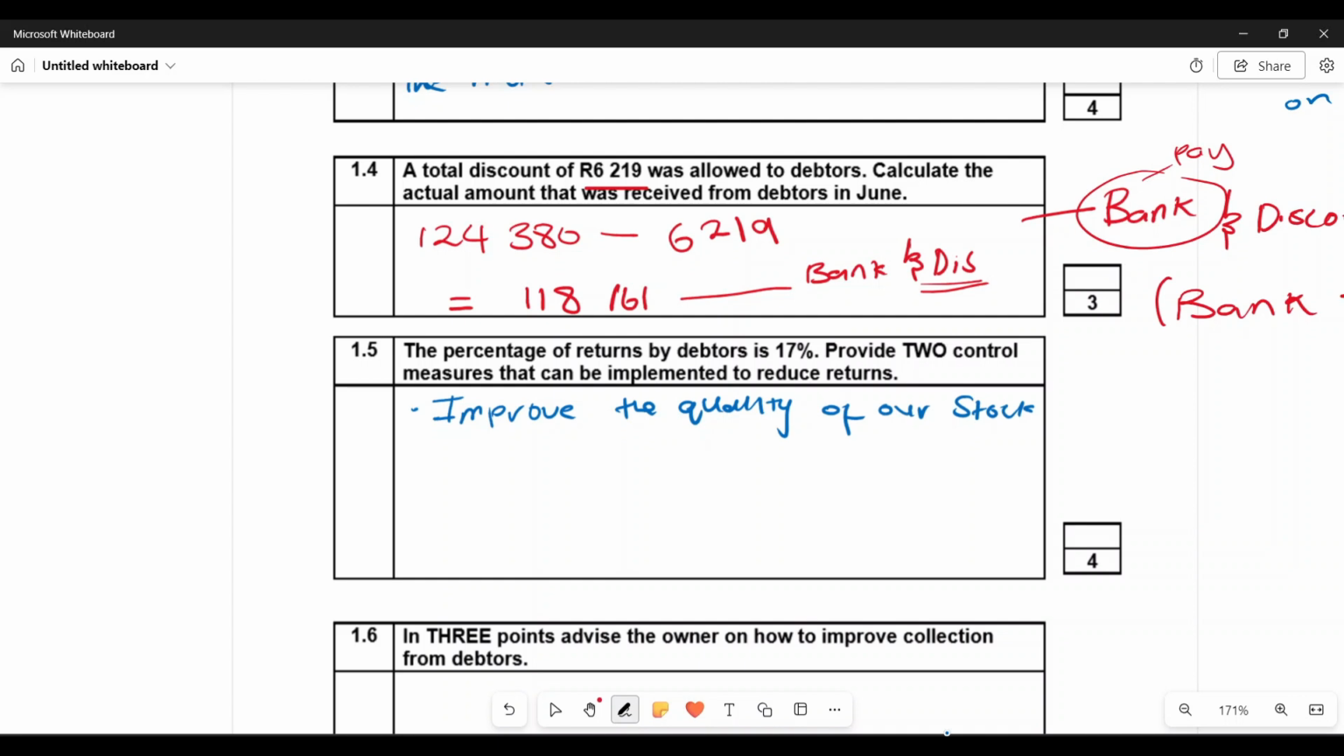Now, the last one, in order to improve the quality of your stock, you could check alternative suppliers, right? So check alternative suppliers. Maybe you may have a supplier which is basically offering a better quality. So when you reason, as long as it makes sense, you're going to get a mark for it. But make sure that you don't go out of context.